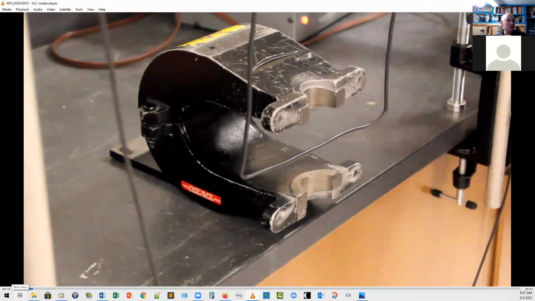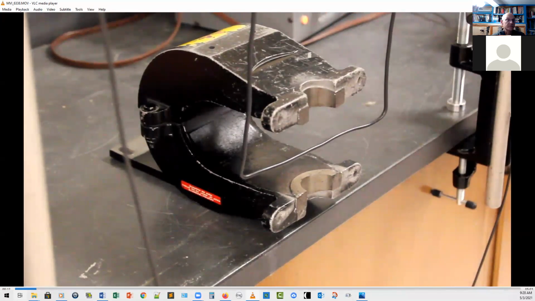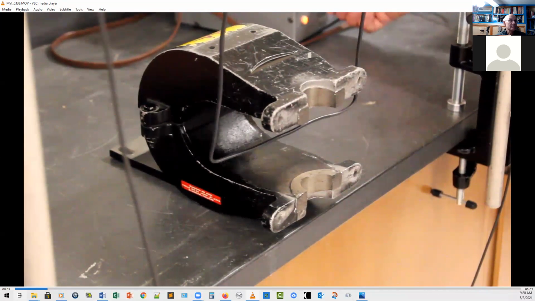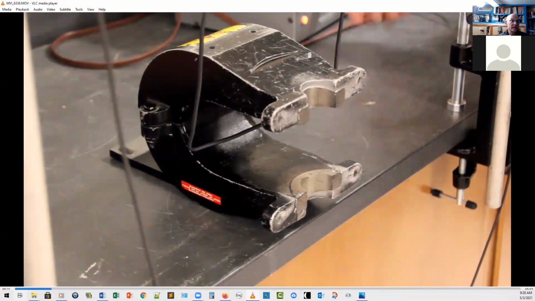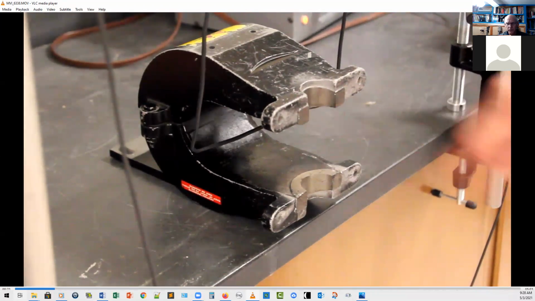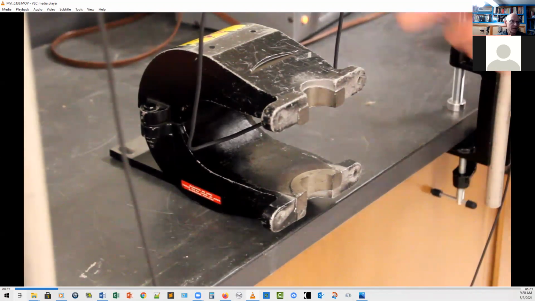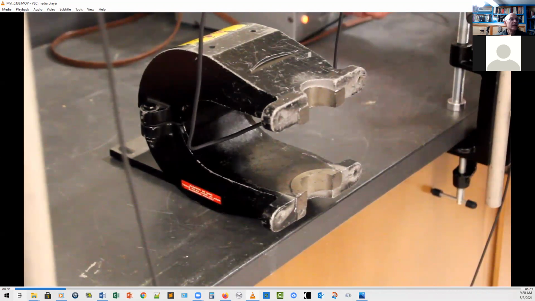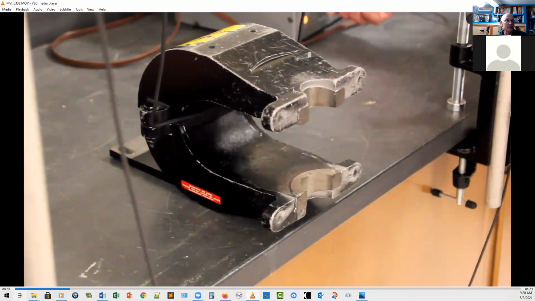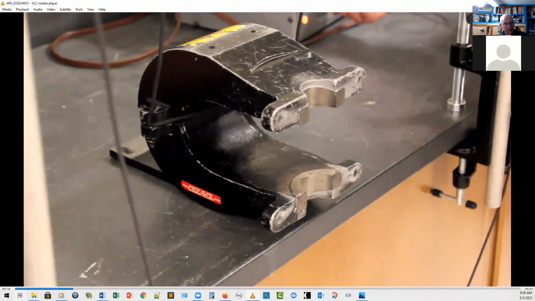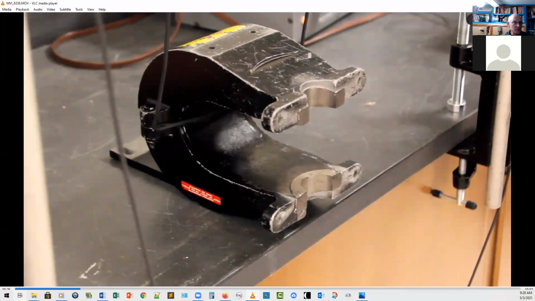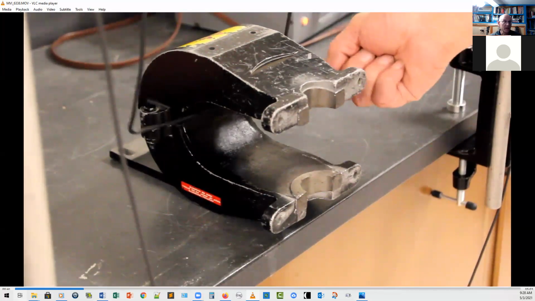Okay, and right now there's no current flowing in the wire. And now there is. And I usually turn the current up to around 4 amperes in this wire. It can easily handle it. Just increasing the current. Now it's probably up to about 4 amperes. And so you can see what happens.